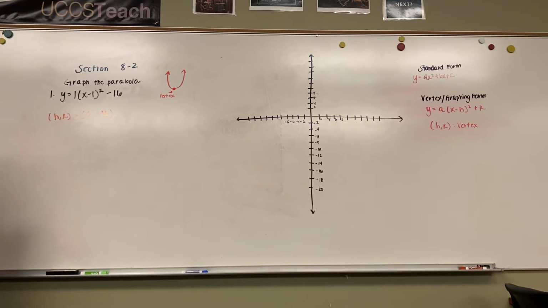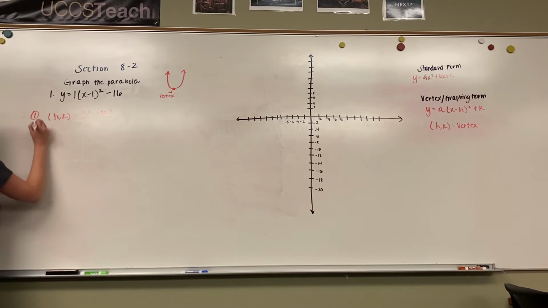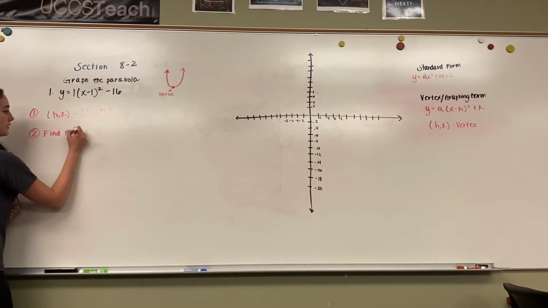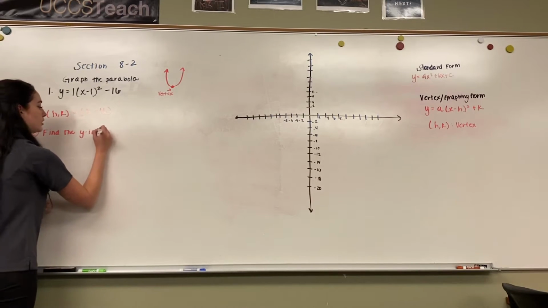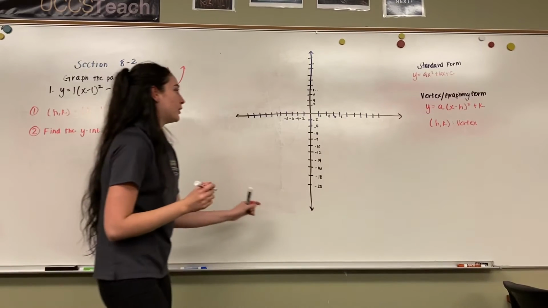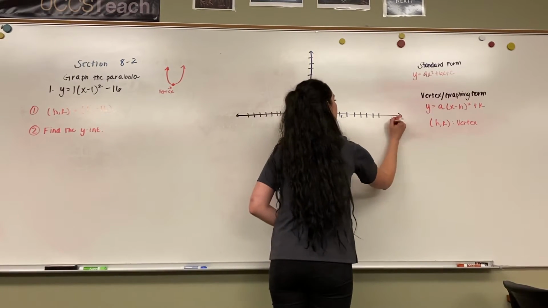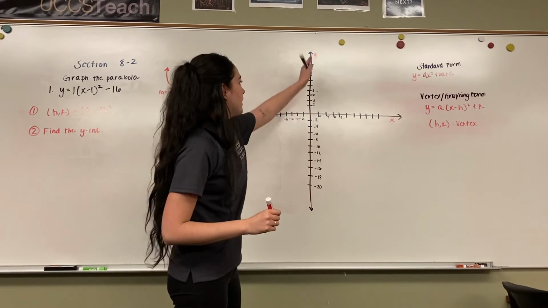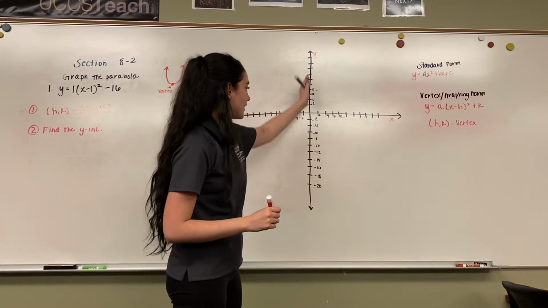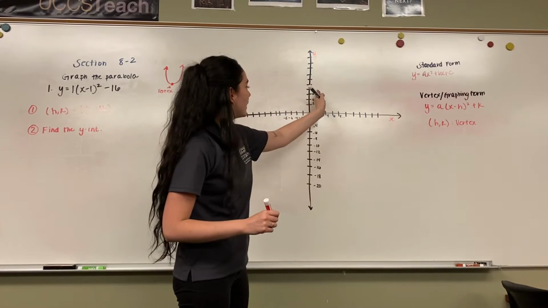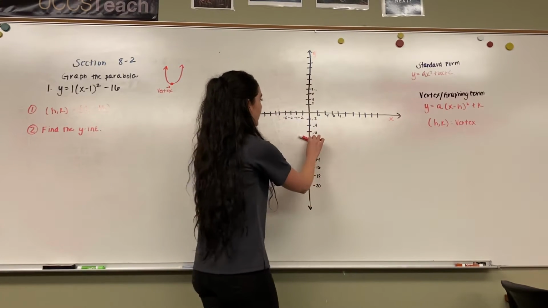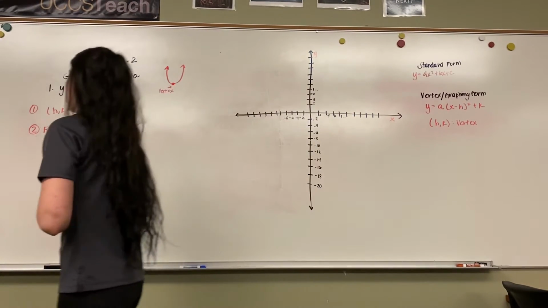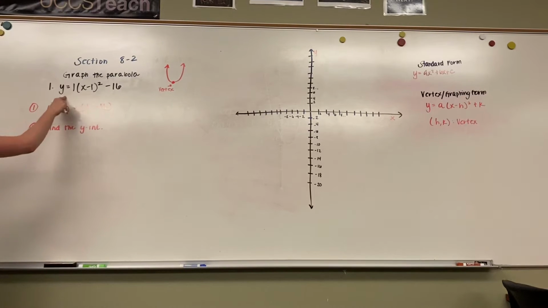The next step, so step 2, is find the y-intercept. So our y-intercept is wherever our parabola is going to cross the y-axis. So we have our x-axis here and our y-axis here. Notice that if it crosses through the y-axis, the point that it crosses through means that x is 0. So all we need to do is plug in 0 for x and solve for y.